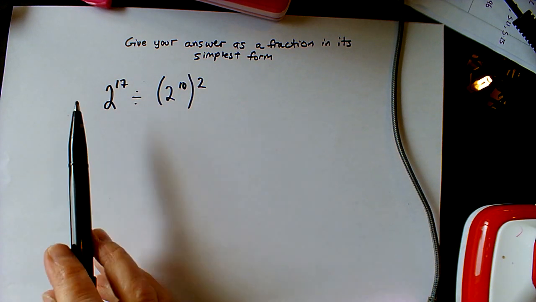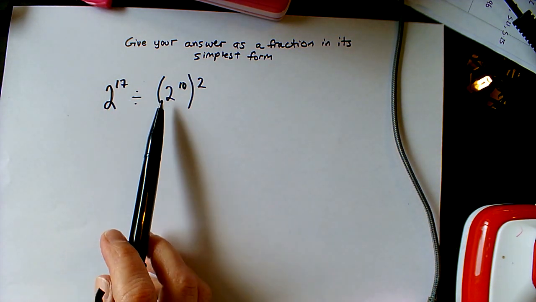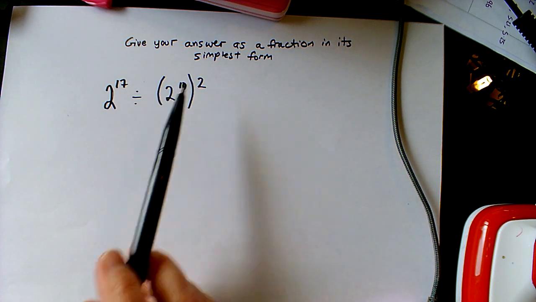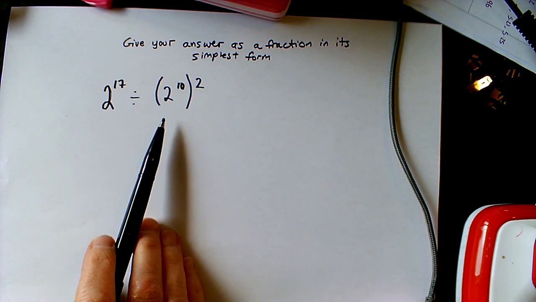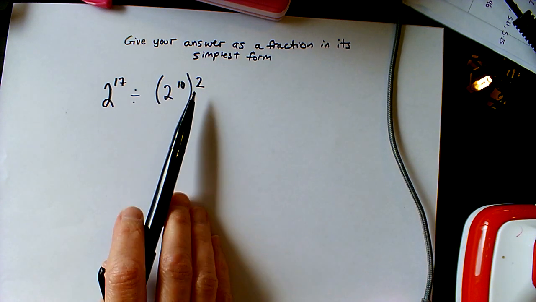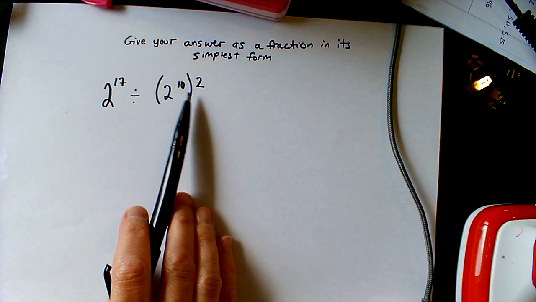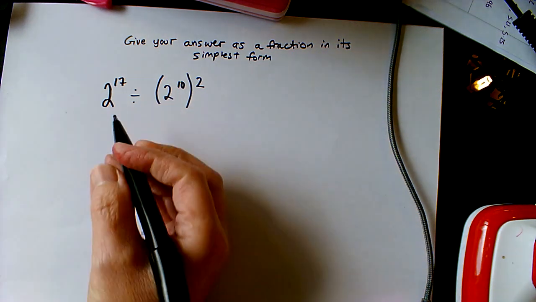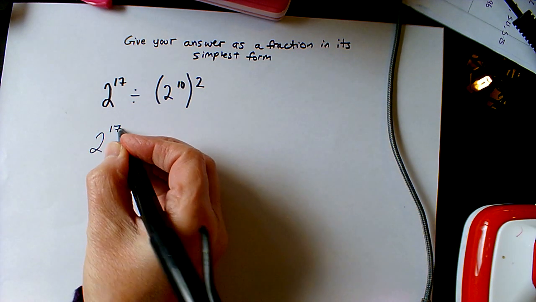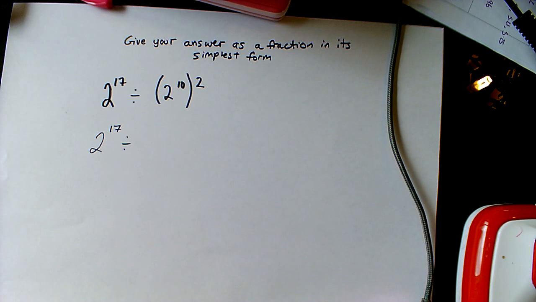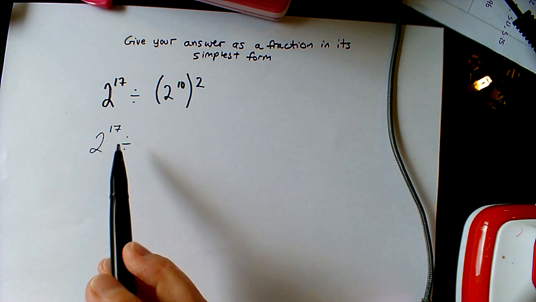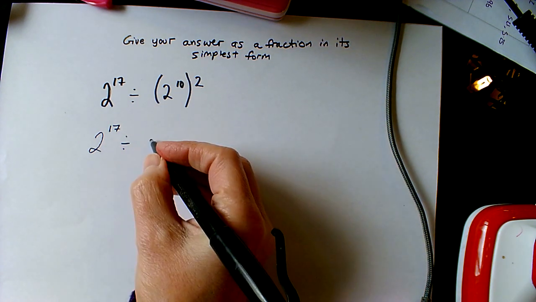Okay, so I've got 2 to the power of 17 divided by 2 to the power of 10 in brackets squared. So here, to simplify it, we need to use the power of power law first. Let's do our brackets first. So I've got 2 to the power of 17, because if you use your BIDMAS, brackets come first, right? So let's get rid of the brackets. That's why we're doing that first.